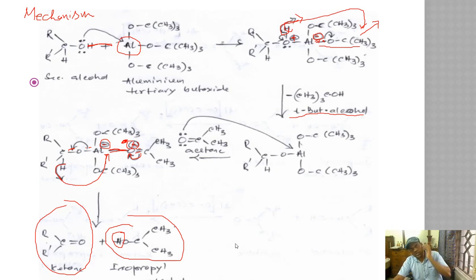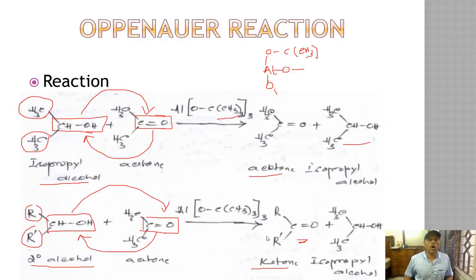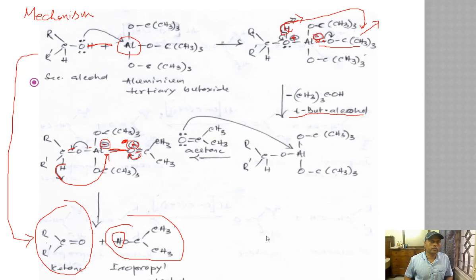So this is the actual mechanism that is going to happen over here. That is the conversion of a secondary alcohol to the ketone. This is the mechanism of the conversion of secondary alcohol to the ketone using an Oppenauer reaction.